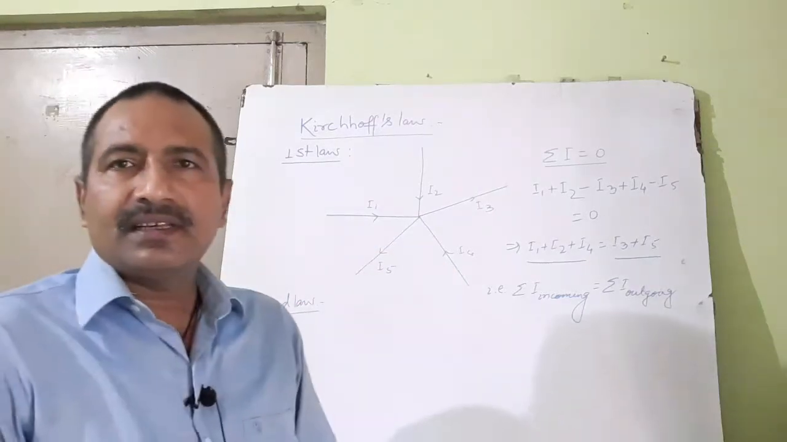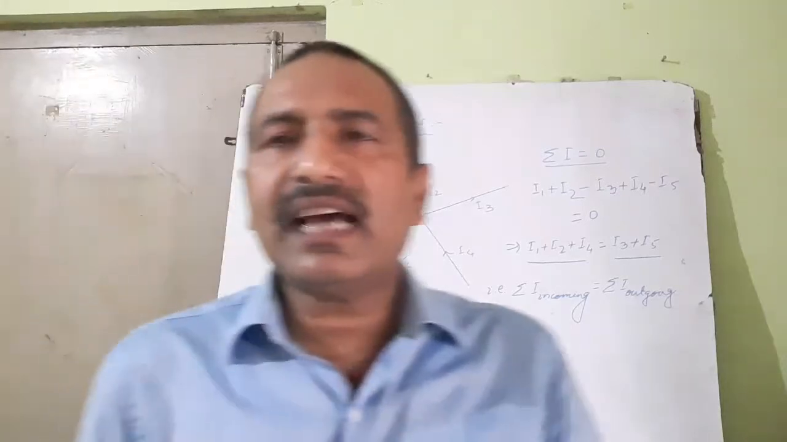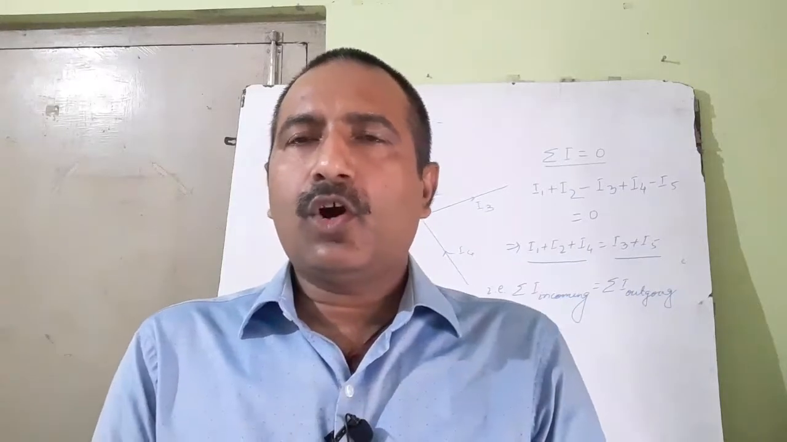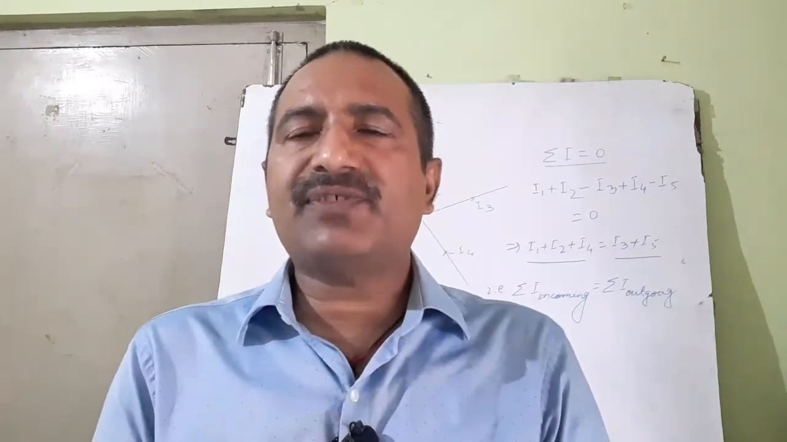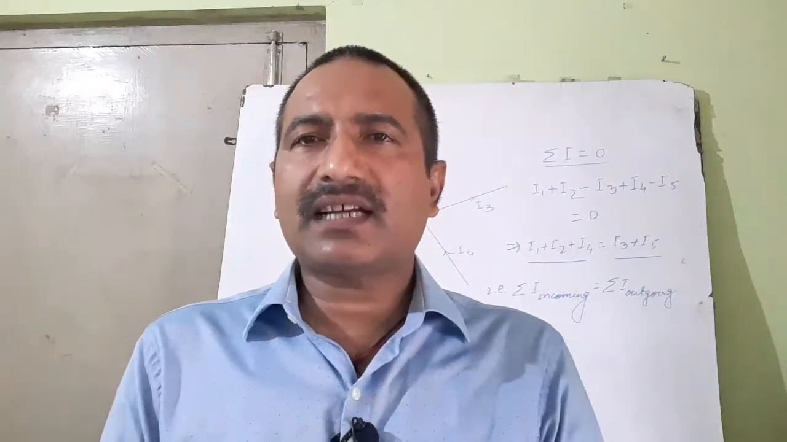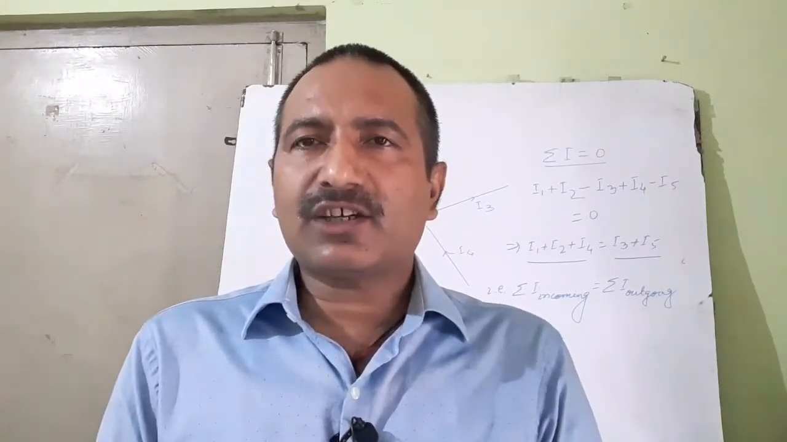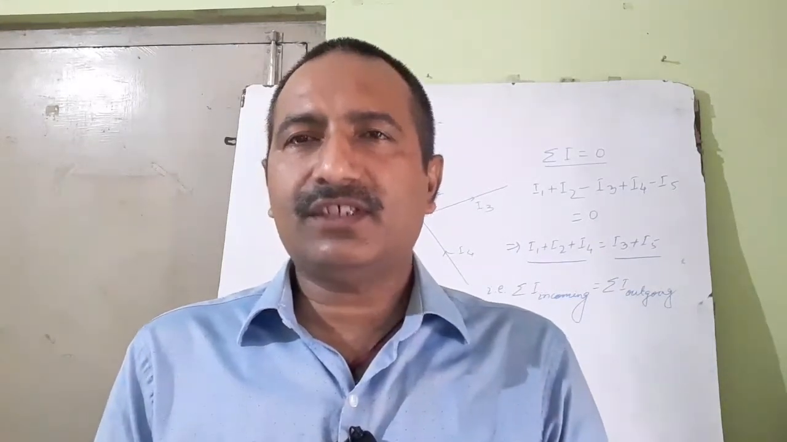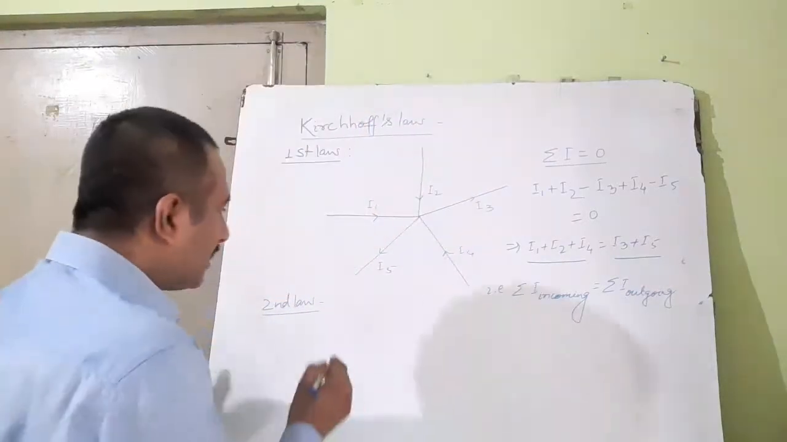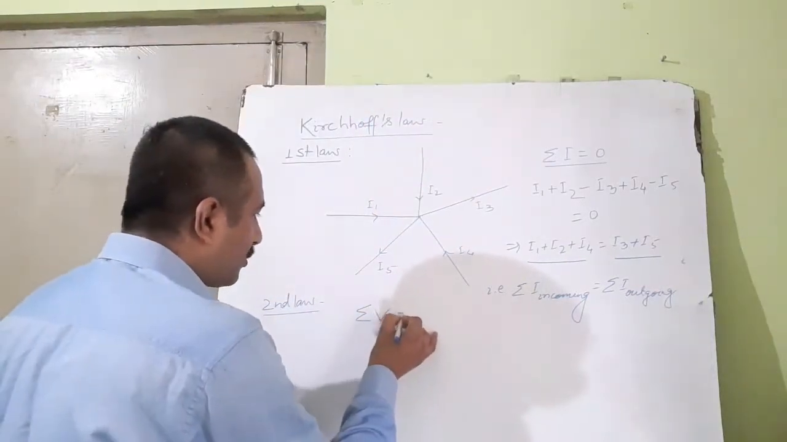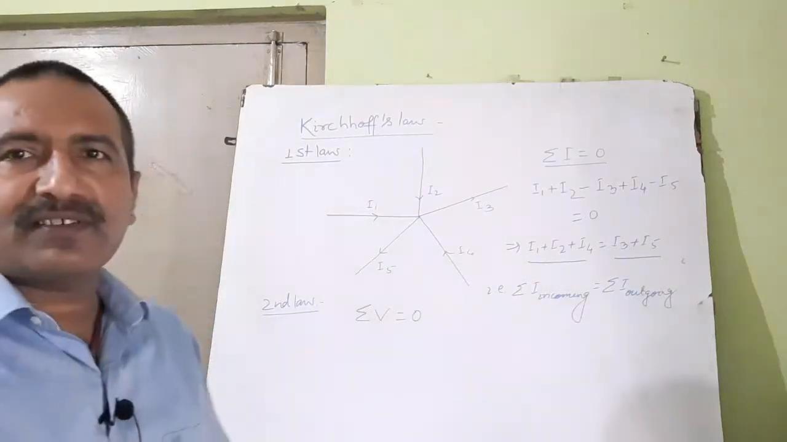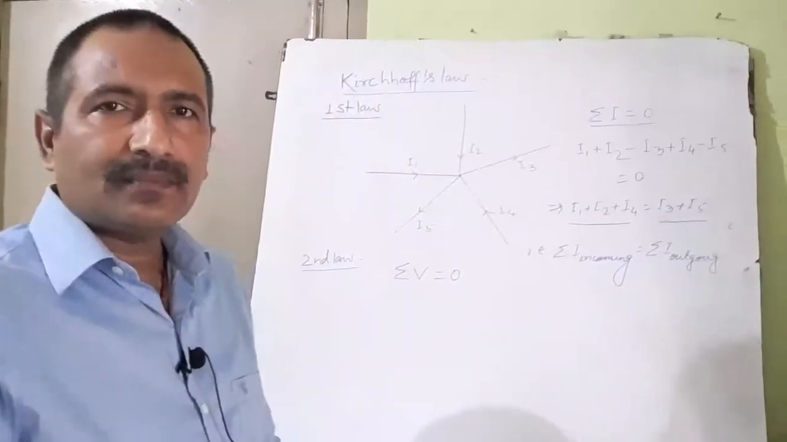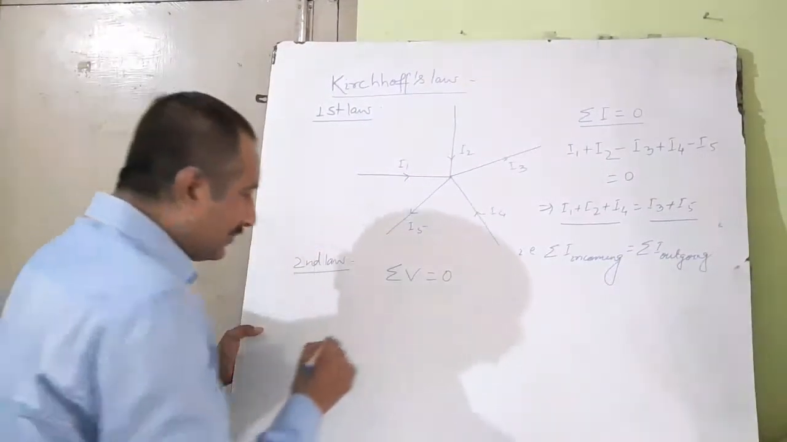Second law. The second law says that in a closed loop, the algebraic sum of potential differences across the components in a closed loop or closed circuit is 0. That is, sigma V is equal to 0. Algebraic sum of potential difference, sigma V is equal to 0. You can understand it with the diagram.